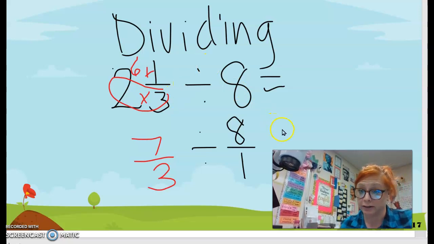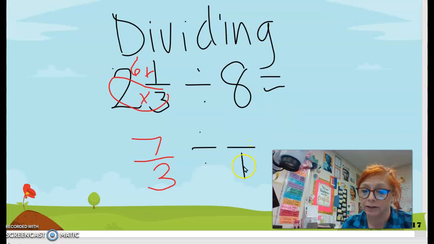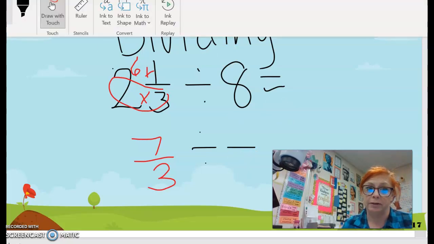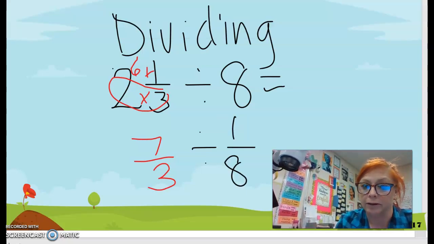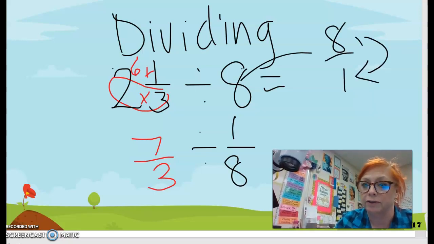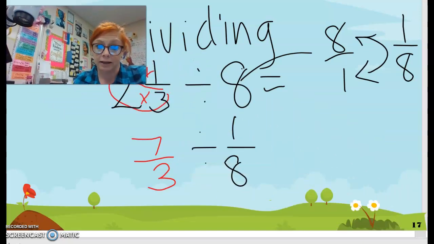Now, because this is division, we're not going to leave this 8 over 1 the same. We're going to flip the second number and then multiply. So what do I mean when I say flip? I mean instead of the 8 being on top and the 1 being on bottom, we're going to make the 1 on top and the 8 on bottom. So you see how this was 8 over 1, and I've just flipped it over to make it 1 over 8.